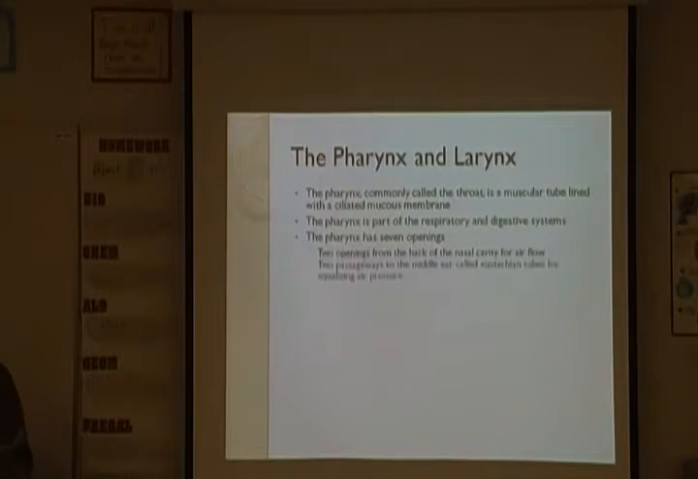All right, then you have two openings or passageways to the middle ear called the eustachian tubes. And those are for equalizing air pressure. That's what you feel when your ears pop. That's just pressure equalizing, because if that didn't happen, your eardrum would just burst. So the popping is just your eardrum snapping back into regular position.